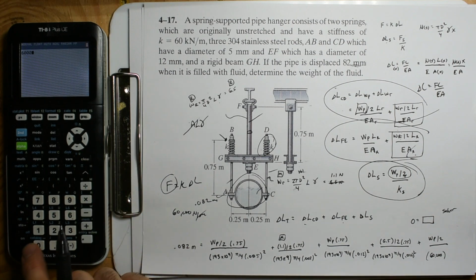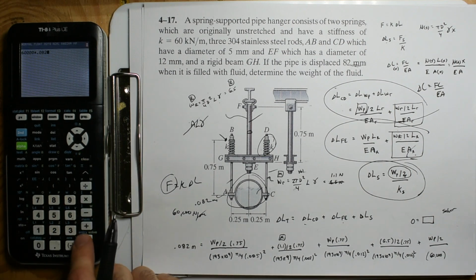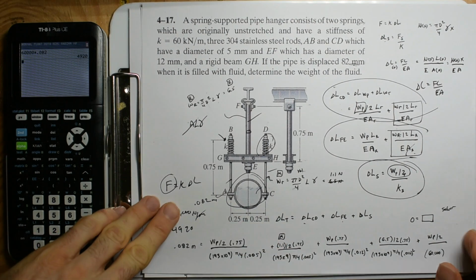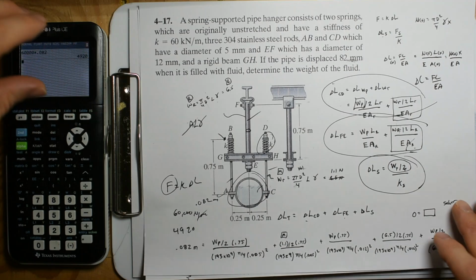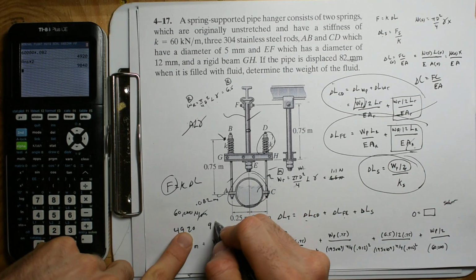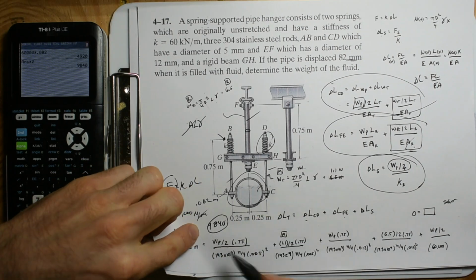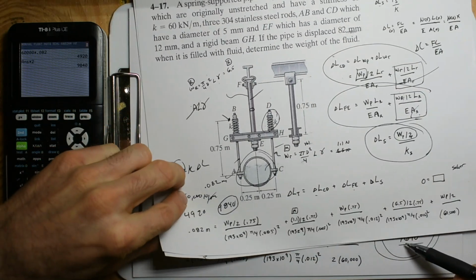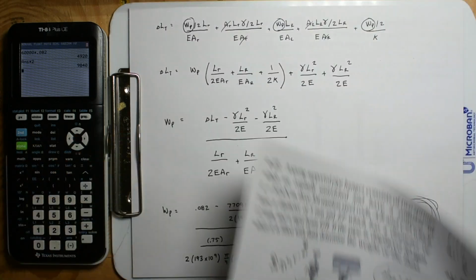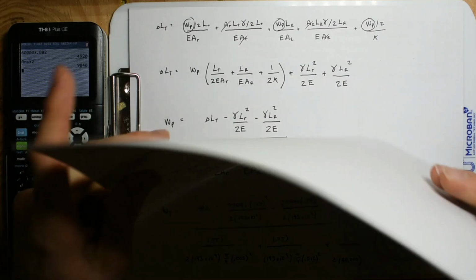60,000 times 0.082, and I'm just going to say the weight of the water is 4,920, times 2. Sorry about that. And we have 9,840. So the actual answer is 9,685. So it's actually less.